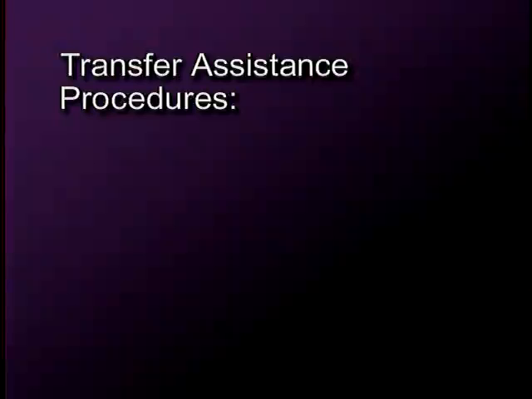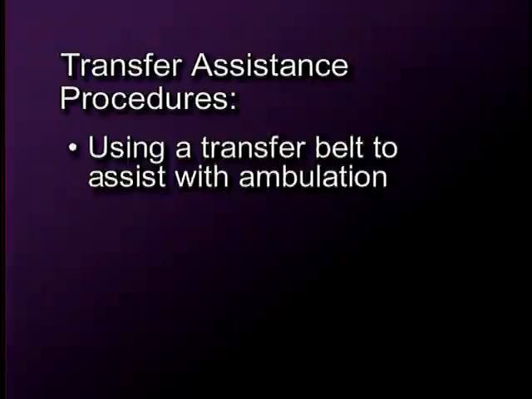Whichever device is being used, your role is to ensure safety. Stay near the person and walk on their weak side. Make sure the equipment is in proper condition. It must be sturdy and it must have rubber tips or wheels on the bottom. Procedure 4, using a transfer belt to assist with ambulation.